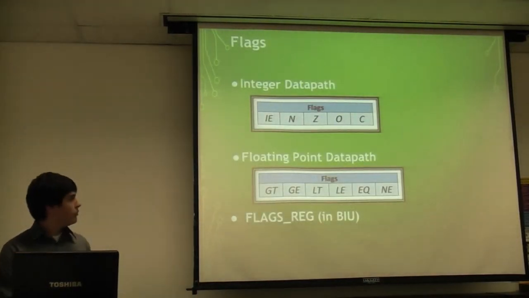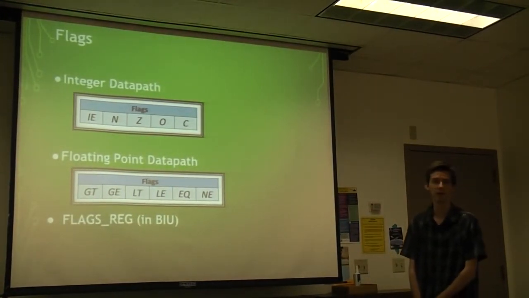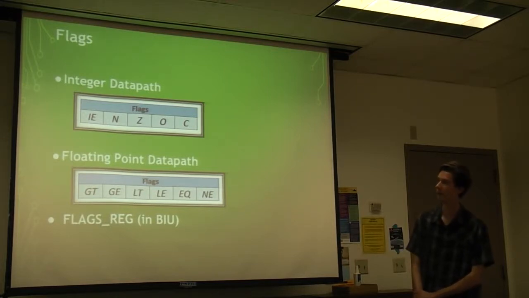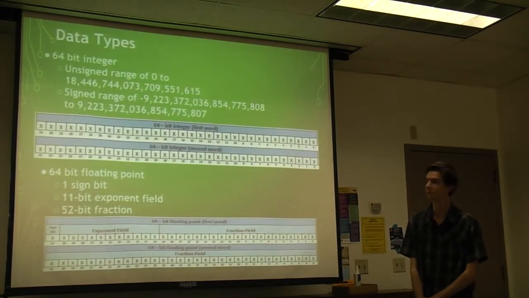The flags are taken from the integer data path and the floating point data path. From the integer data path, it gets the N, Z, O, and C, or negative, zero, overflow, and carry. And the interrupt enable flag comes from the CU. The floating point data path flags are greater than or equal, less than or equal, equal and not equal. And then we combine them in the BIU into a flags register. We'll go into more detail on that later.